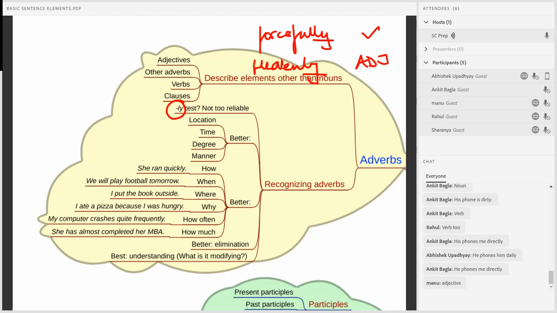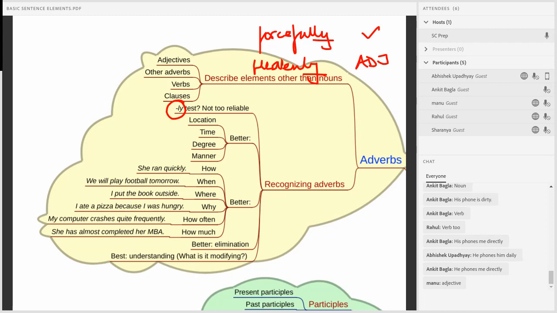A better way to do this is to ask yourself, hey, am I getting some information about location, about time, about the degree of something? Degree means the extent of something or the way something is done, manner. That's one way to do it. Another way is to translate that categorization into specific words. So, location, time, degree, manner, how, when, where, why, how often, and how much.